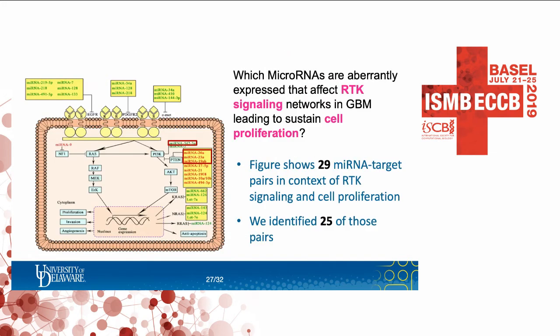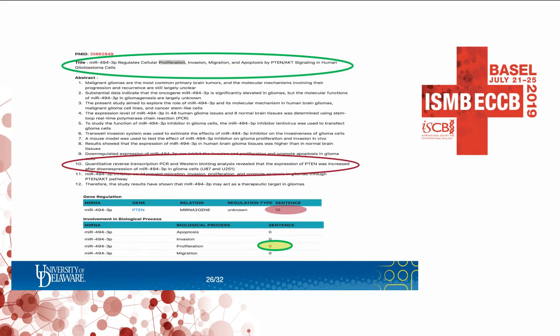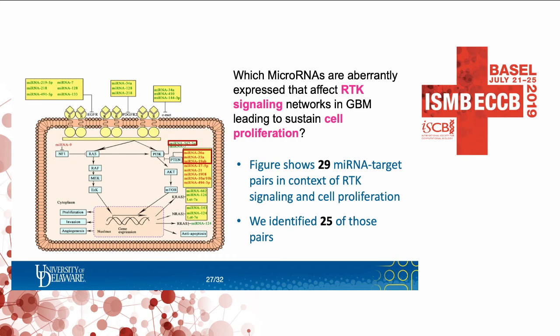Similarly, we did a similar exercise for the second question, which was about which microRNAs are aberrantly expressed that affect RTK. I'm sorry, I skipped a slide. So using this exercise, we were able to identify 25 of the 29 microRNA target pairs in the context of RTK signaling that were identified in the review abstract.